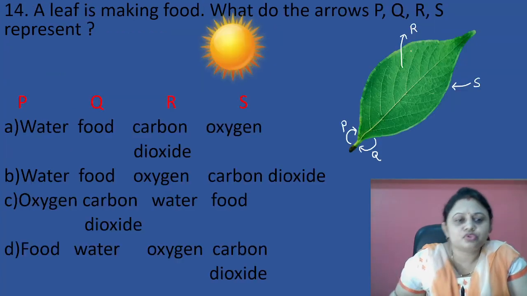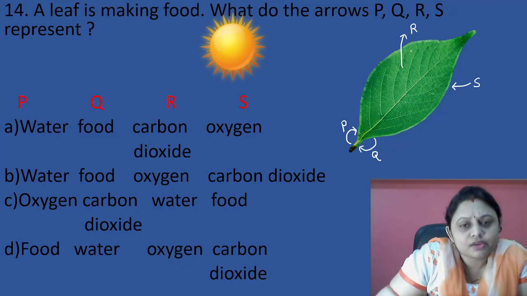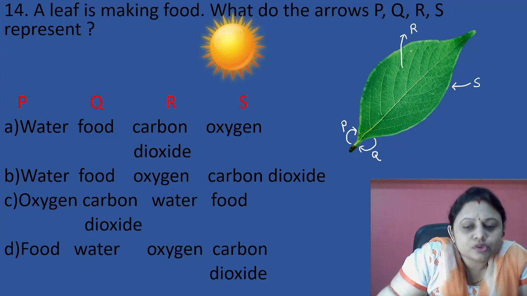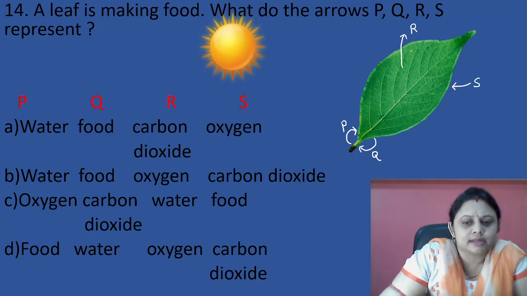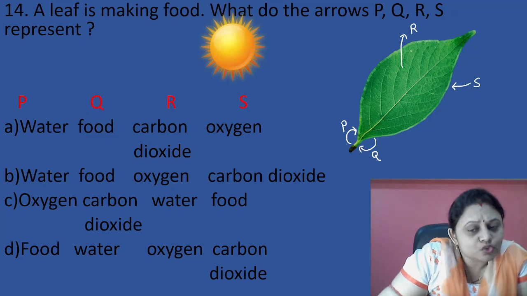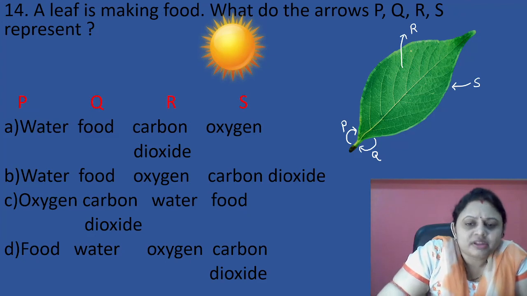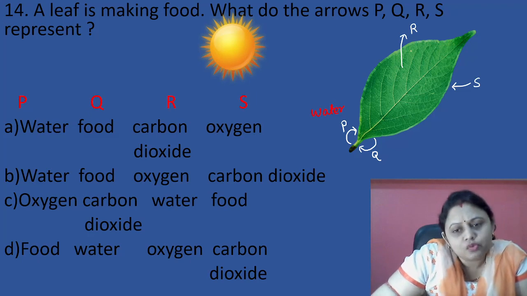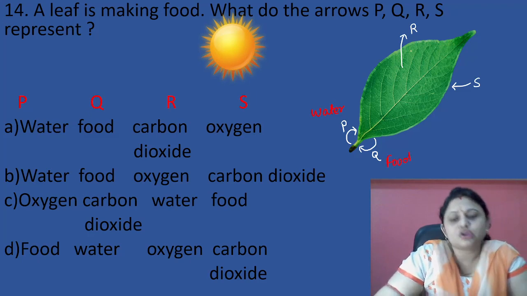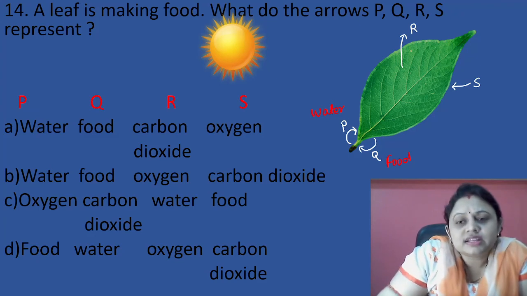Okay. Let's move to the next question. A leaf is making food. What do the arrows P, Q, R, S represent? So first thing you can say P is something that is going to the leaf and Q is something that is coming out of the leaf to the stem. P is something that is going from stem to leaf. From stem to leaf, what can go? That is water. And from leaf to stem, what can it be? It can be food because the leaf prepares food.